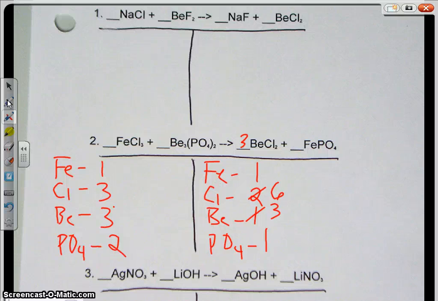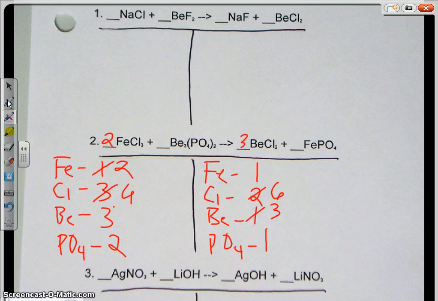Well, let's match up our chlorines here. Alright? We have 3 on the left and we have 6 on the right. How can I get this chlorine to 6? Well, we know if we put a 2 there, 2 times 3 will equal 6. But look what it did to my iron. It made that 2. Alright?